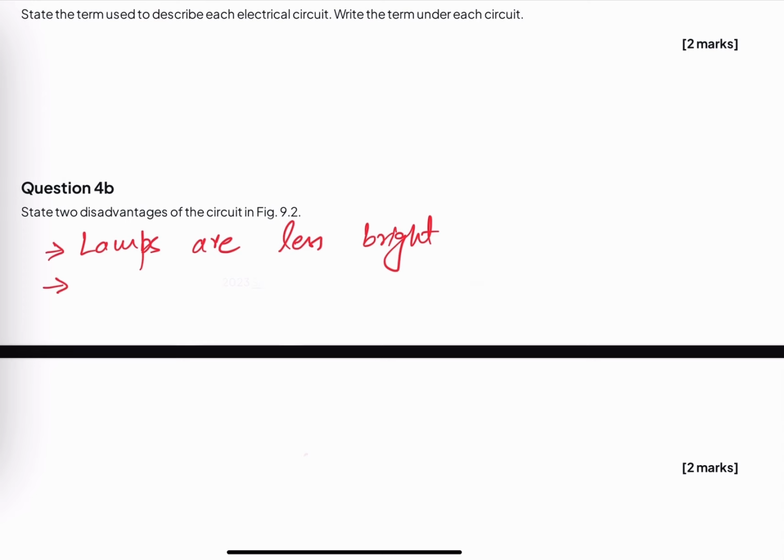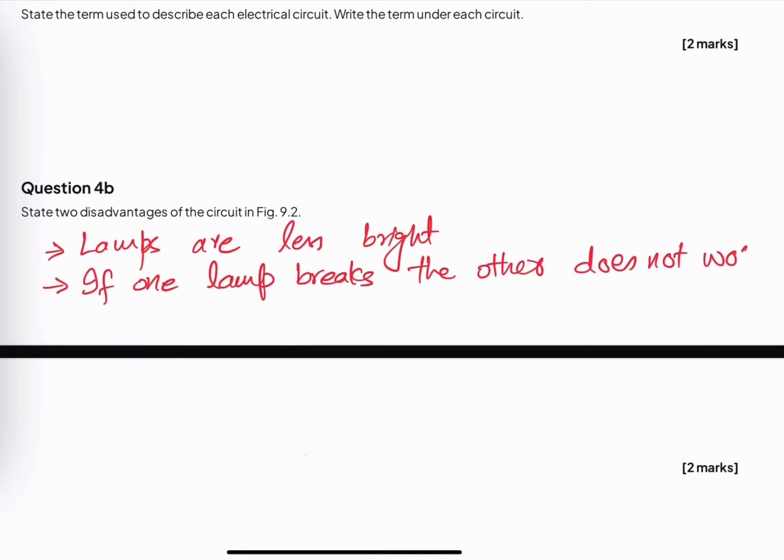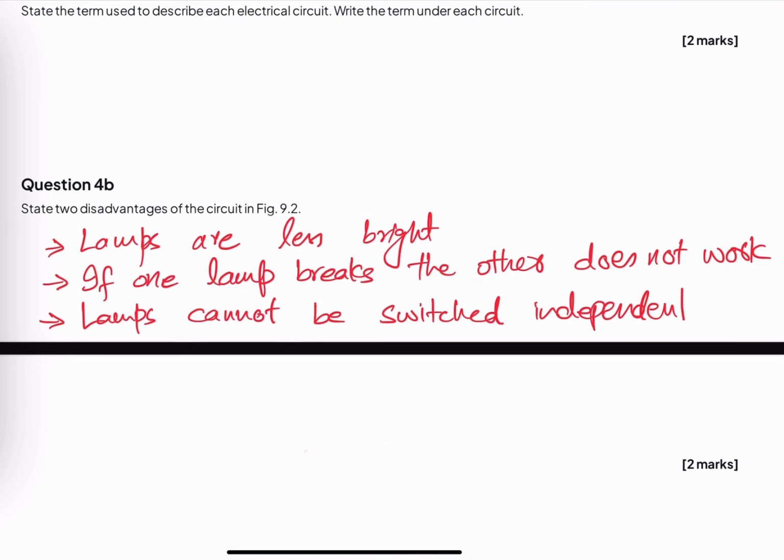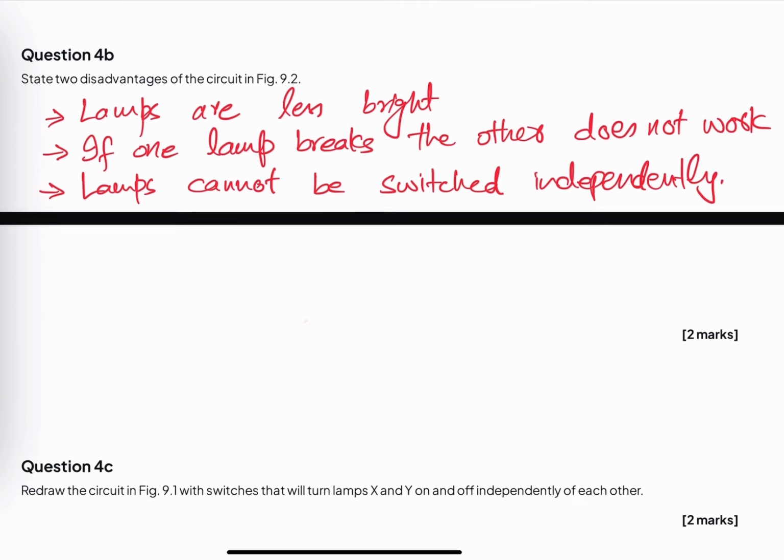Lamps are less bright. Second, if one lamp breaks, the other does not work. Two are enough, but the third can be lamps cannot be switched independently. This is for the series circuit disadvantages.